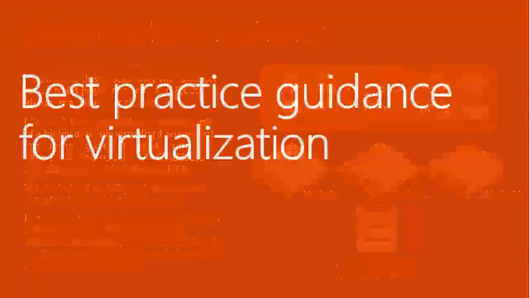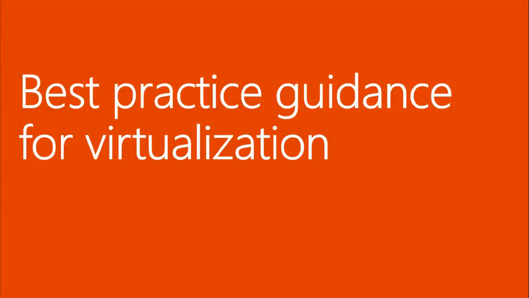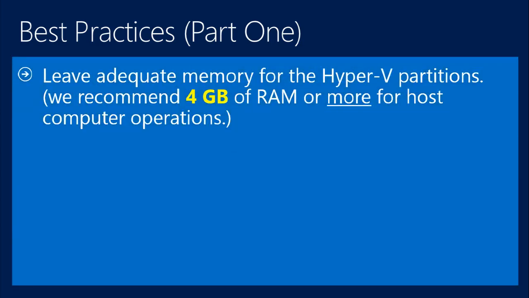Okay, so let's have a quick look at best practices, even though I did say that I wasn't going to do this. So we've got some really, really basic stuff, and some things change in R2 here. First of all, leave adequate memory. For the Hyper-V partitions, we recommend a minimum of 4 gig of memory. When we read the documentation, it says use a minimum of this; just times it by 3 and you'll be in a much better place.